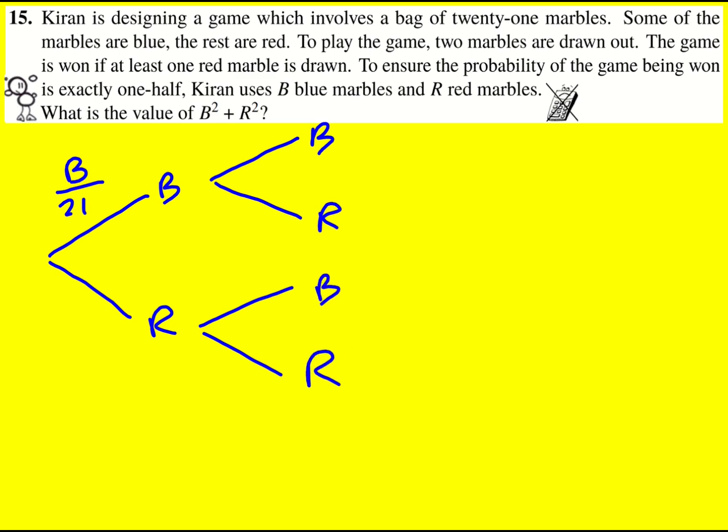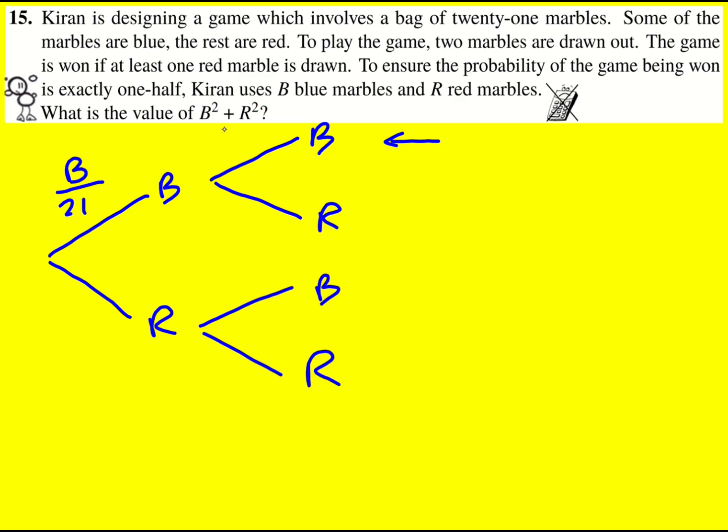Now, we're ensuring the probability of the game being 1 is exactly 1/2, and we win when at least one red marble is drawn. So what I'm going to do is work out the probability of no red marbles being drawn, first of all, and then do 1 minus that, because it's just going to be so much easier than adding up three probabilities down here, especially algebraically.